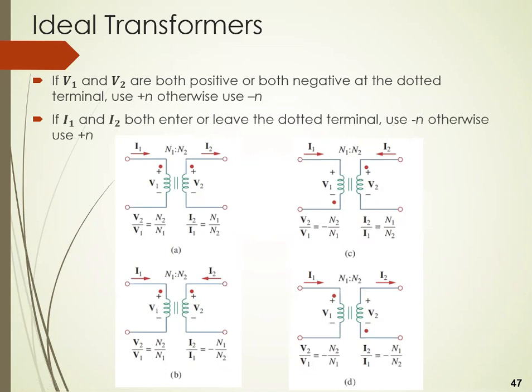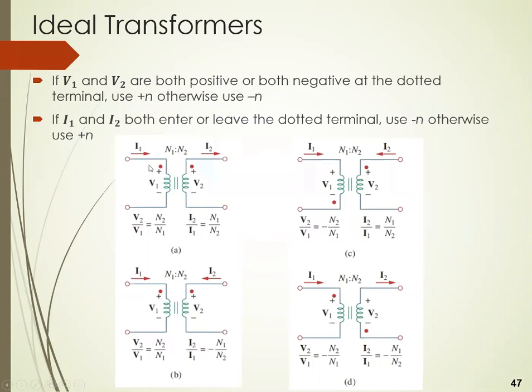Remember this here. And so this is an example of that. Let's look at another one here. Same thing here. For voltage, see how voltage is positive. V1 and V2 are positive at the dotted terminal, on both positive terminals. So the ratio n2 over n1 is going to be positive. So in this case, B. If I1 and I2 are both entering or leaving the dotted terminal, you're going to use minus N. Otherwise, you're going to use plus N.